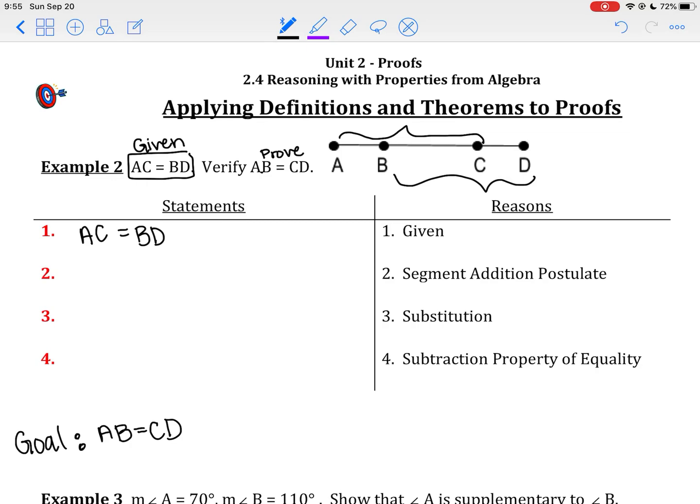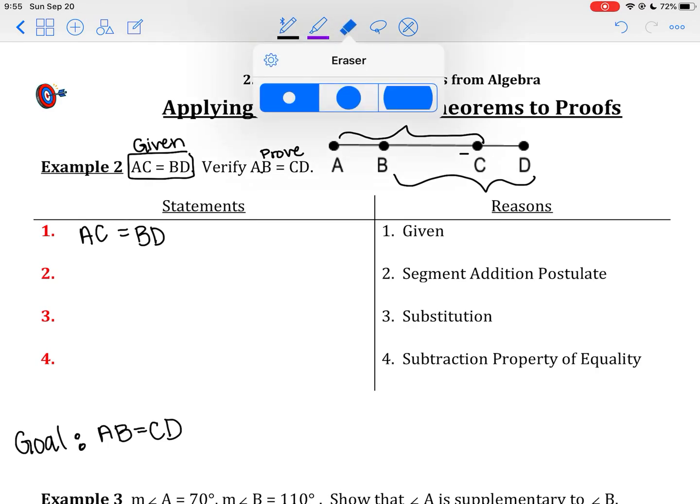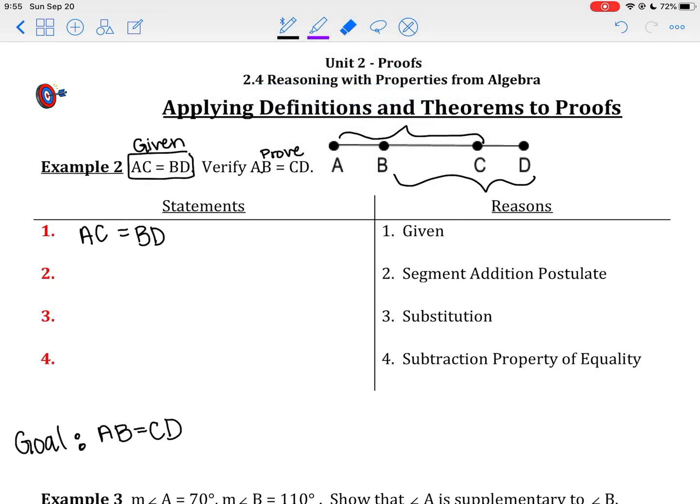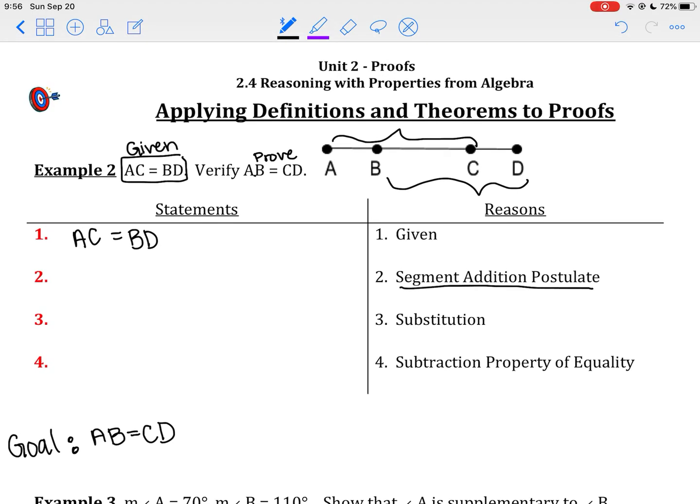All right, so now since we're looking at AC, and that has two little parts in it, and we're looking at BD, and we know that those together are the same, but each of those segments is made up of individual parts. So if you see a segment that's made up of smaller parts, that's a good indication that you will need the segment addition postulate. So this is not based off of that previous step, it's based off of something we've learned before.